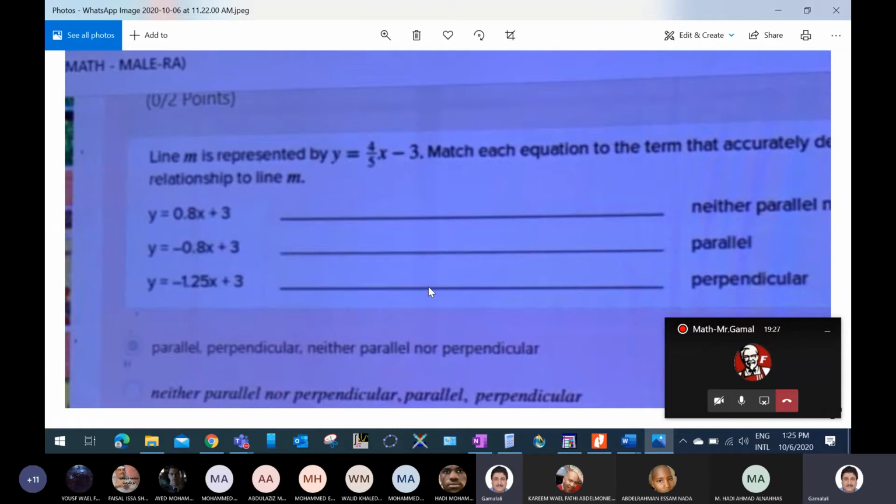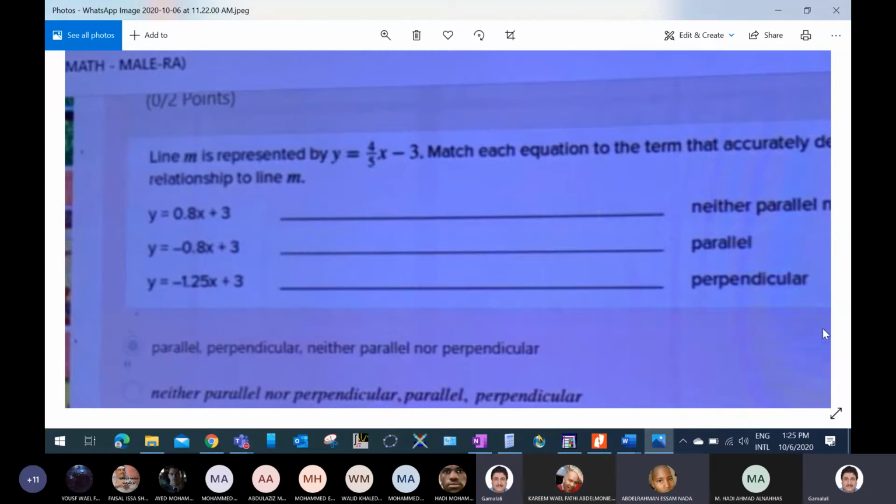Kareem, Mr. He says perpendicular. So what should I write here? Perpendicular. Can you tell me the answers in order? Hello? Mister, can you hear me? Parallel, neither, and perpendicular.